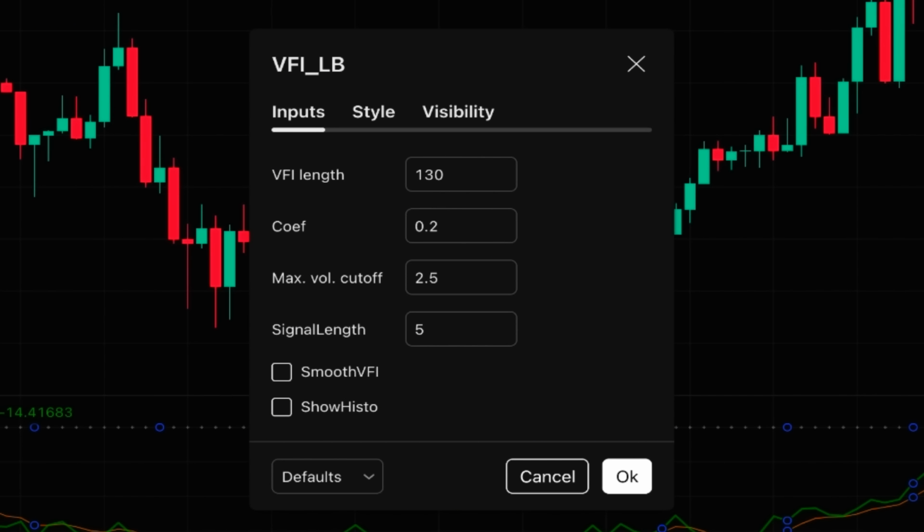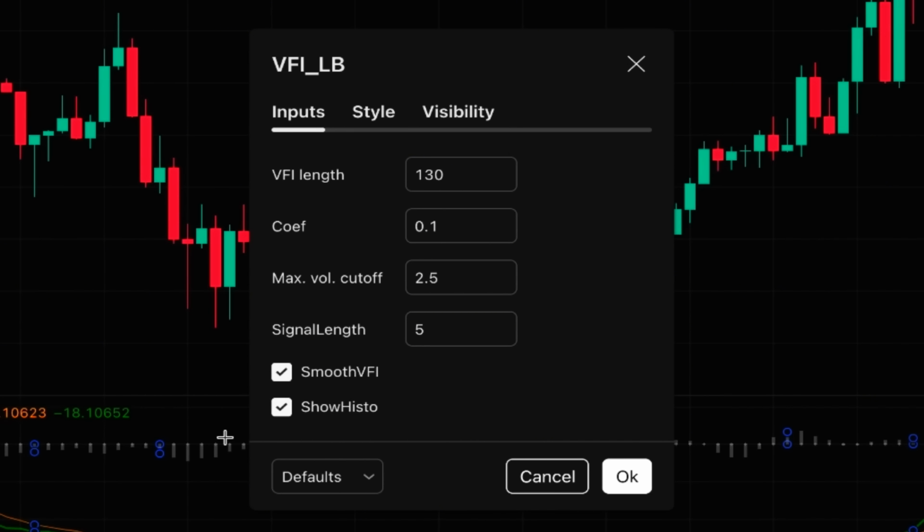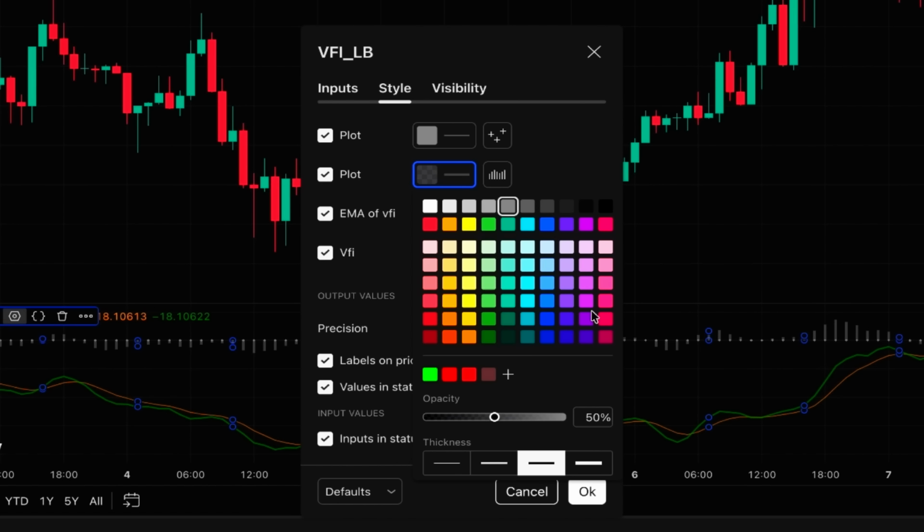The author of the indicator suggested that if you use this indicator on intraday time frames, better to set the coefficient at 0.1. Since we are on 1 hour time frame, here for the coefficient, we set it at 0.1. Then here we turn on smooth VFI, so the indicator will be smoother, and also we turn on show histogram, so the histogram of the indicator will also be added to the indicator. And then we go to the style tab and we increase the opacity of the lines and the histogram so they will be better visible on our price charts.